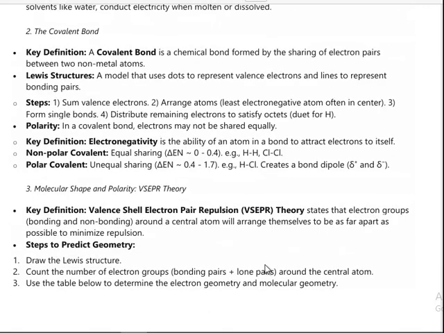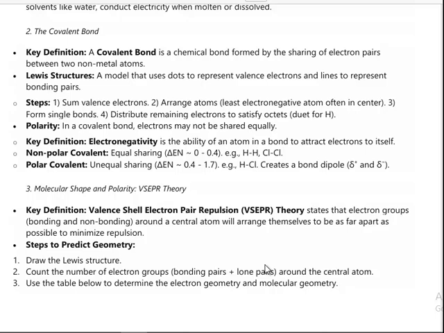Now to covalent bonds. The covalent bond is a chemical bond formed by the sharing of electron pairs between two non-metal atoms. So both atoms must be non-metal atoms. This brings us to Lewis structures. I will be considering this in a general class, where we're going to talk about Lewis structure.